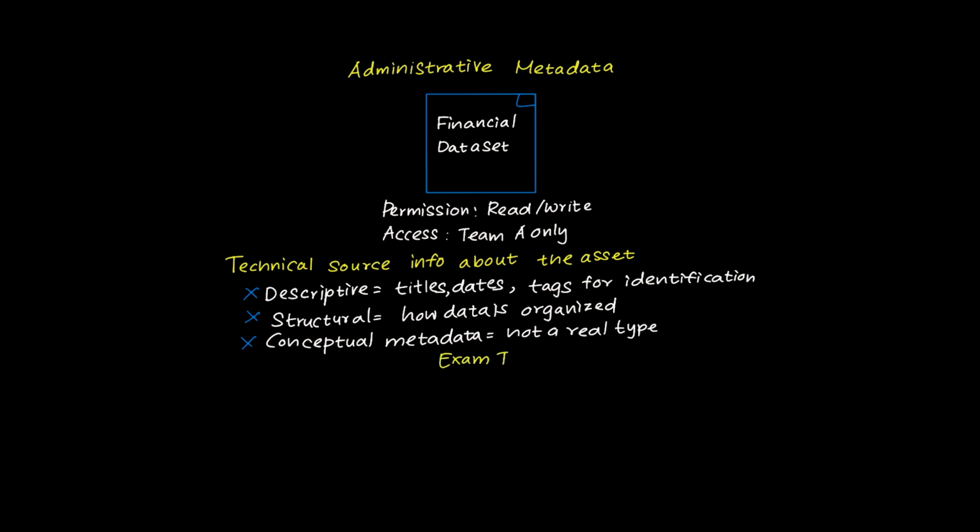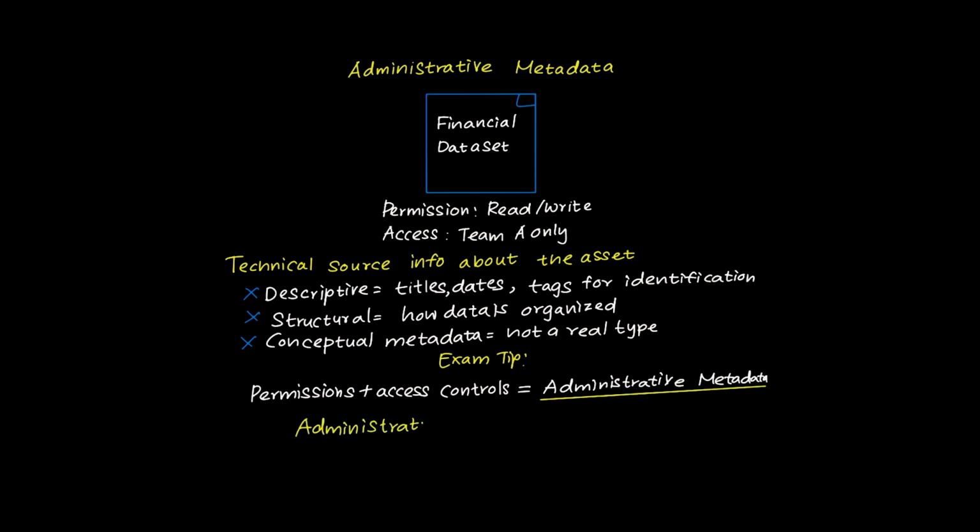Here's a WGU D467 exam tip for you. When a question describes file permissions, access controls, or technical source information, administrative metadata is the answer. Quick recall hook: administrative equals admin access and permissions.